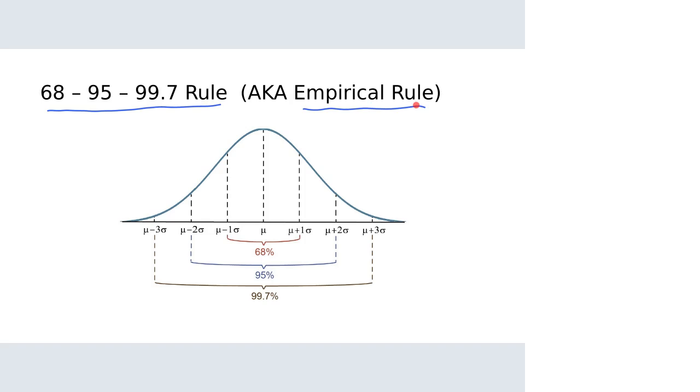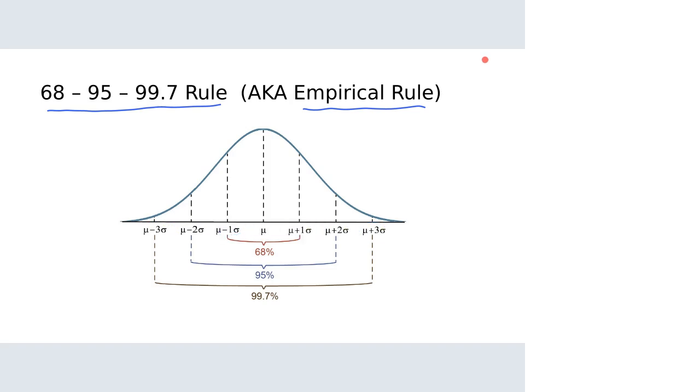If you see the empirical rule somewhere in a problem, that means the same thing as the 68, 95, 99.7 rule. And so we have our normal curve there, and we have our lines drawn at the mean, 1 standard deviation above, 2 standard deviations above, 3 standard deviations above. We also have lines drawn in at 1 standard deviation below, 2 standard deviations below, and 3 standard deviations below.